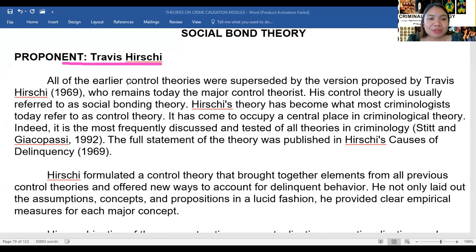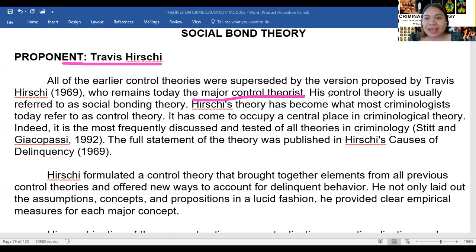So the earlier control theories were superseded by the version proposed by Travis Hirschi, who remains today the major control theorist. Class, the ones we discussed, containment and neutralization, were all surpassed by social bond theory. That's why aside from calling it social control theories, it is also called social bond, because of the effects of this theory. Containment and drift theory or techniques of neutralization were surpassed, and that made Travis Hirschi, not Travis Scott, the major control theorist.